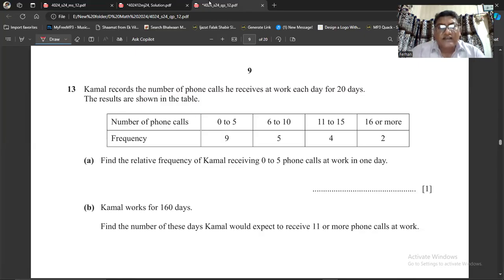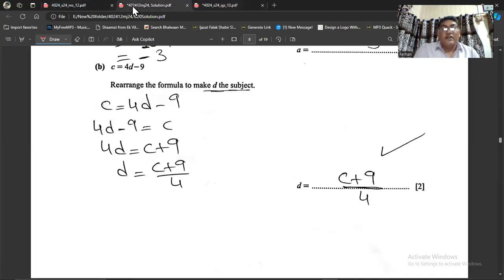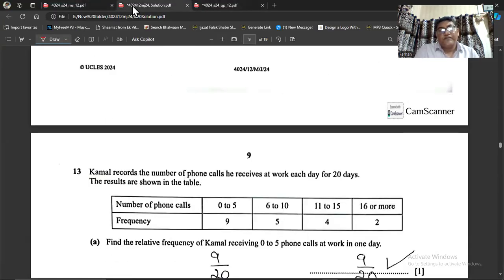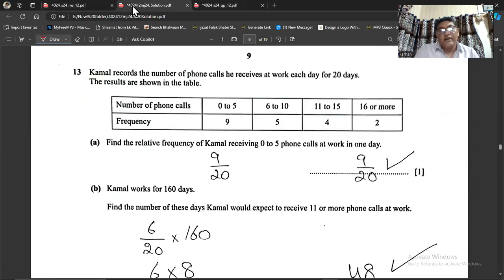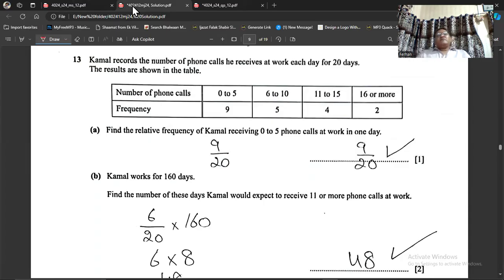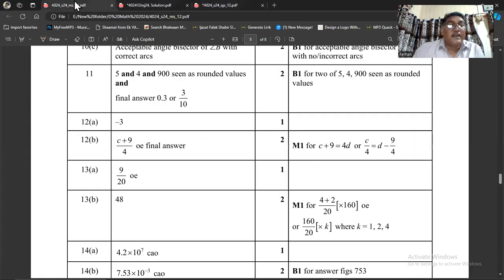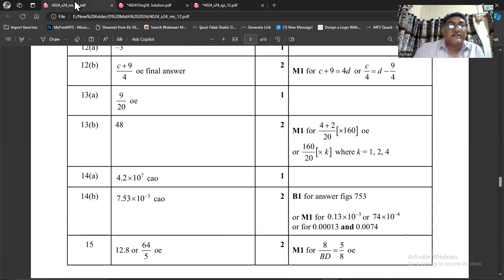So the relative frequency will be its frequency divided by the total. Total is 20. So it will be 9 by 20. So let's check question number 13. 9 by 20 is the answer, sir.